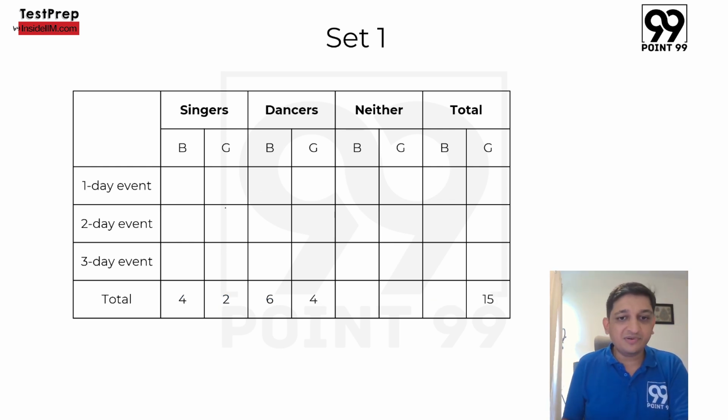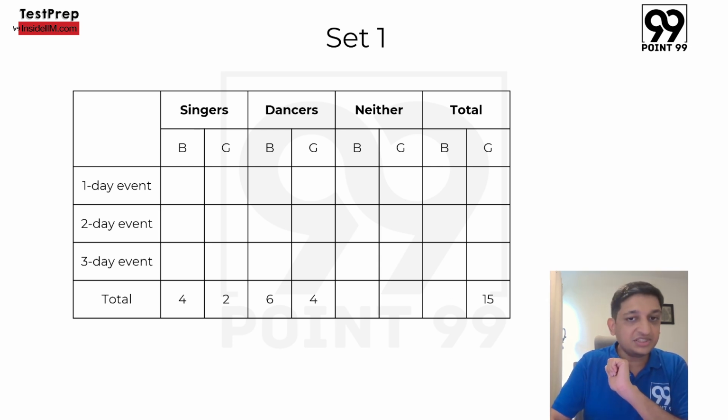Now if we represent this information in the form of this table here, this is what we are going to get. So 4 boy singers, 2 girl singers, 6 boy dancers, 4 girl dancers. Neither, we don't have any clarity about. We knew that there are 9 girls who are neither singers nor dancers, but it's fine. And in total we don't know what is the total number of boys, तो उसको हम बाद में देखेंगे.